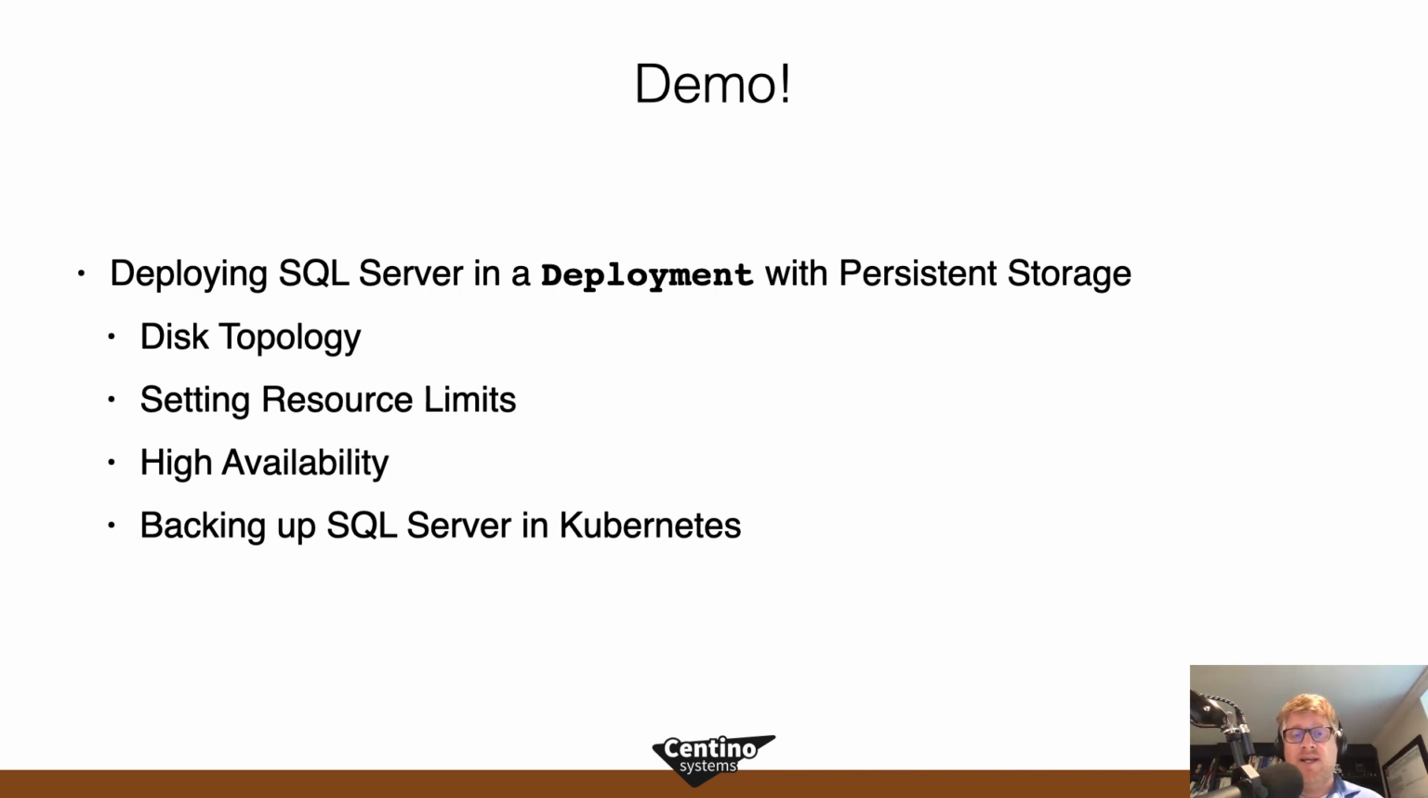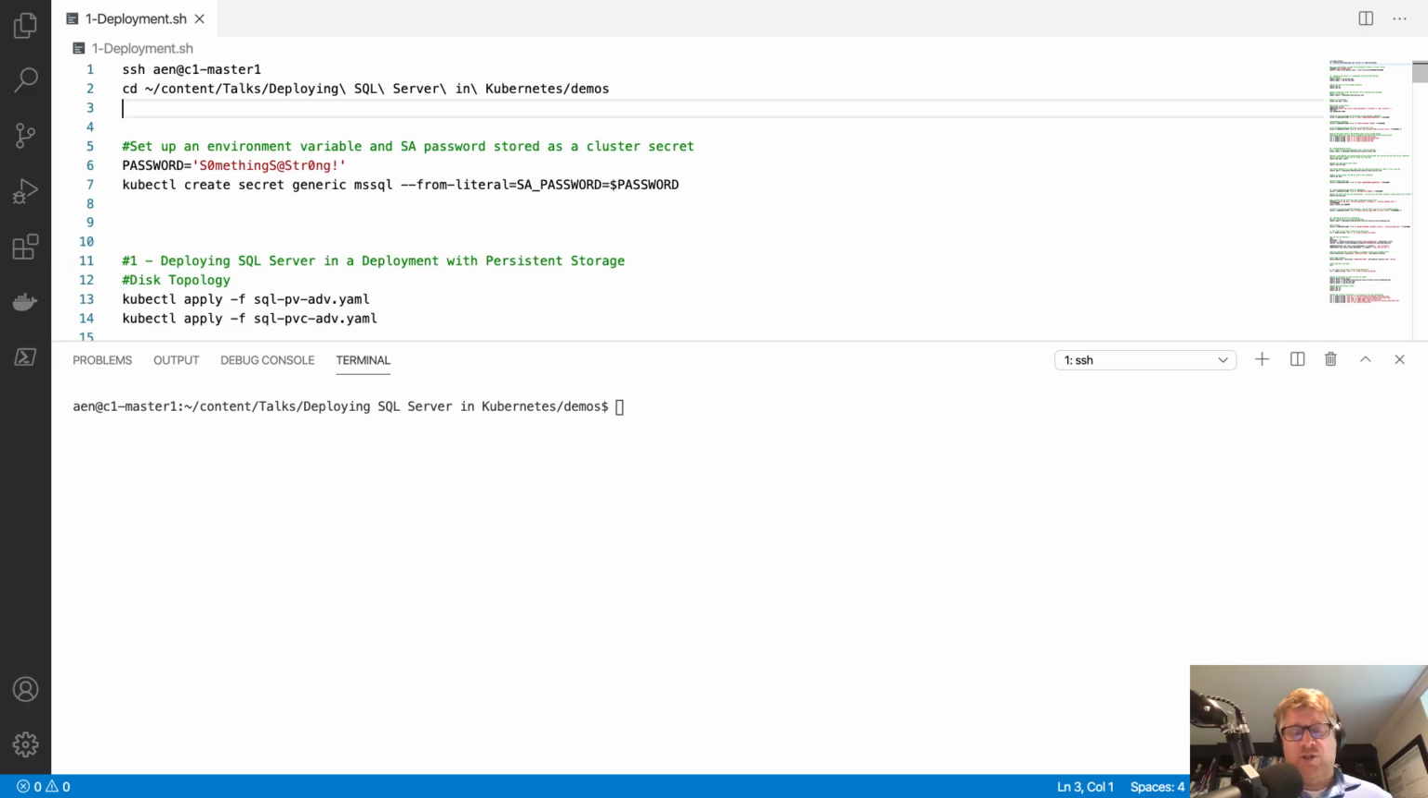We're going to deploy SQL Server in a deployment inside of our cluster, leveraging persistent storage. And then we're going to walk through some additional scenarios where we're going to deploy an advanced disk topology. We're going to set some resource limits and see how that comes into play, look at some high availability and also some backup options. All right, so here we are in VS Code.